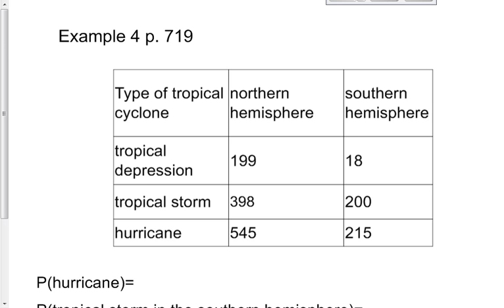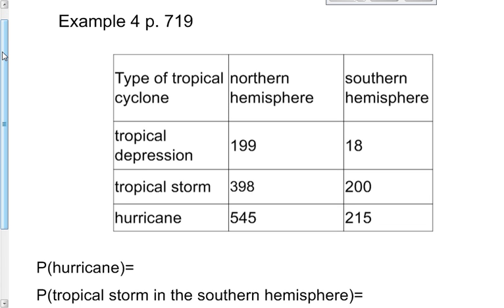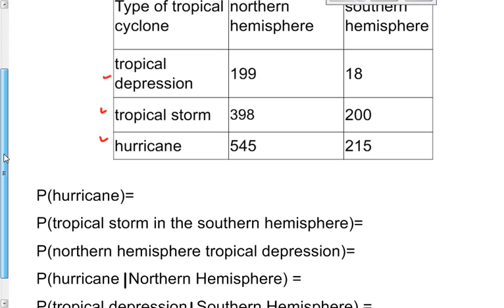All right, so if you look at example 4 in your book, there's a chart here of some storms that have occurred. This is example 4 on page 719. We have types of tropical cyclones and where they occurred in the world, whether it's northern hemisphere or southern hemisphere. And the names of these tropical cyclones are either a tropical depression, a tropical storm, or a hurricane. And these are the values that they came up with for how many storms occurred of that type in that part of the world. We're going to try to do some probabilities here.